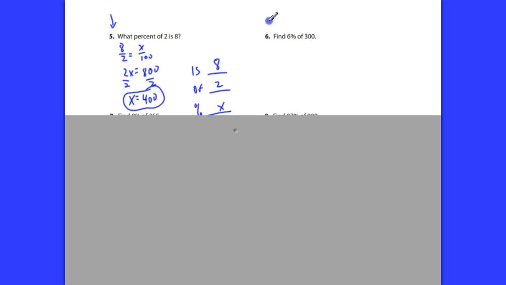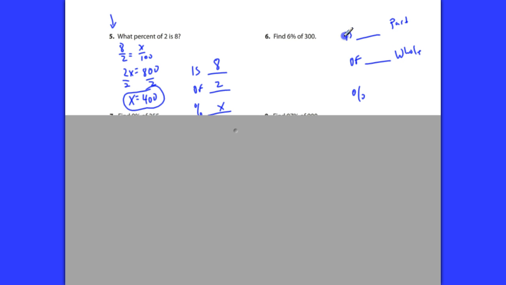And number 6, I'll work that one out for you here and talk because it's worded a little bit differently than the other ones. So let's just keep with what's been working for us. Let's use this is, of, and percent. Remember, is a part and of is the whole. We'll see that when we apply it a little bit later.